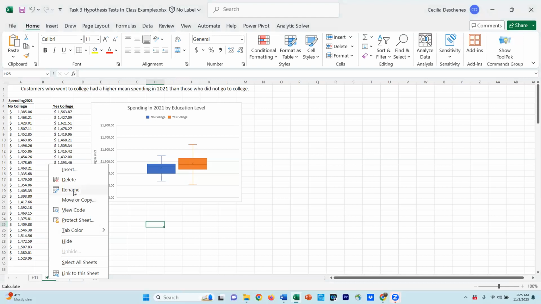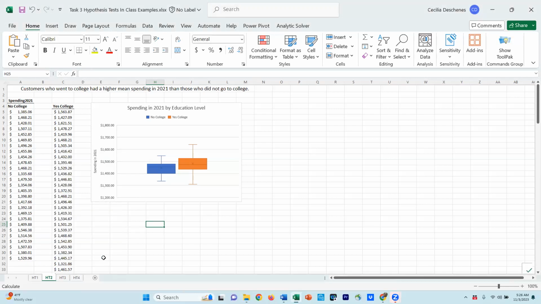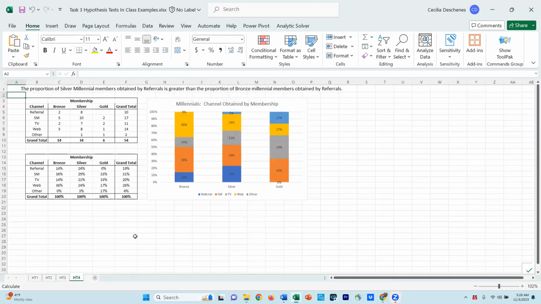So you go to move or copy, create a copy. So you do this from your exploratory data analysis Excel file, and you can put it in a new book or in this book. Okay, so once I did that for all 4 of them, I'm now ready to begin this work.